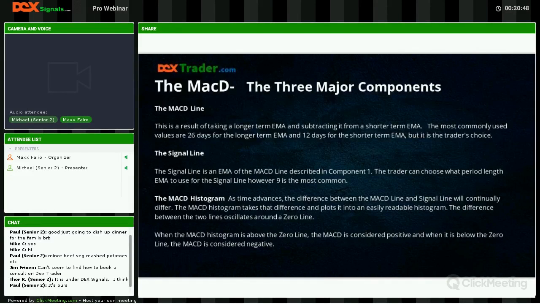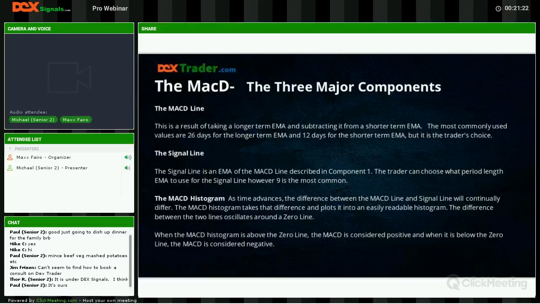Now, the signal line, which I'll show you here in a minute, is the EMA of the MACD itself. This is described as component 1 in the system. The trader can choose what period length to make this one, like we were talking about, but the 9 level is where it's really at. So you get the 26, 12, and the 9. The 9 is the reference to the signal time. This is pretty powerful for you. So 26 days, 12 days, and the 9 is the signal indicator itself.